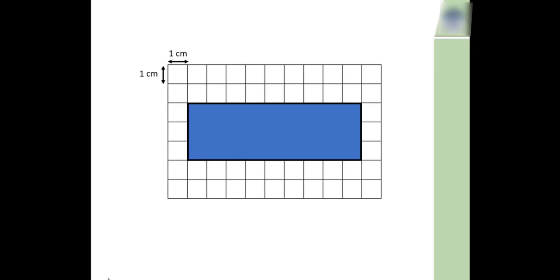Here is a rectangle on a grid made of squares. Each of the squares is 1 centimetre long and 1 centimetre wide. Let's think how that's going to help us when we answer our question. Calculate the perimeter of the rectangle.